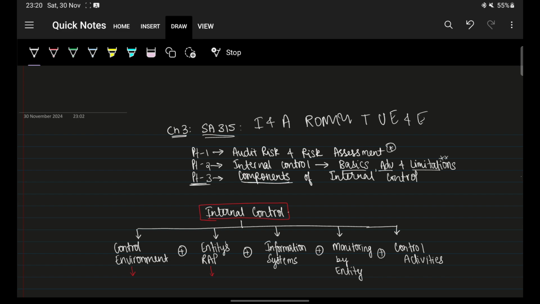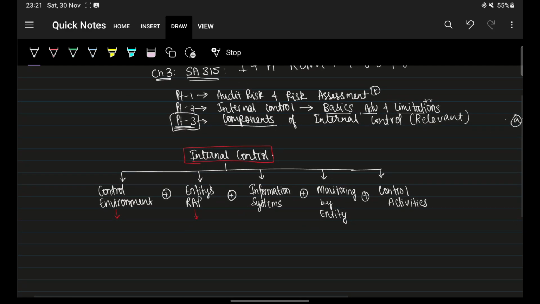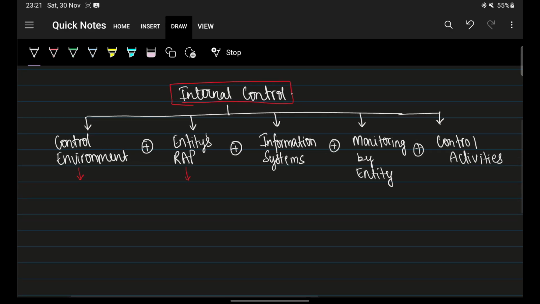Now in this part, which is part 3, we're going to talk about components of internal control and assessing what controls are relevant, right? And then we're also going to see what are the types of reviewing or evaluating the internal control. Okay, so firstly, what this components of internal control is basically what makes an internal control, right? Like what forms a good internal control, right?